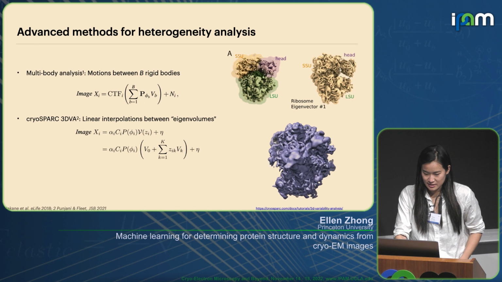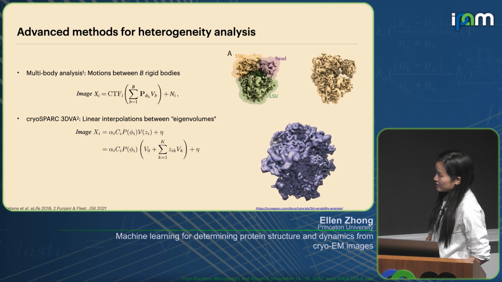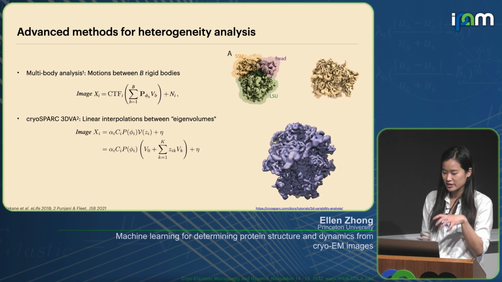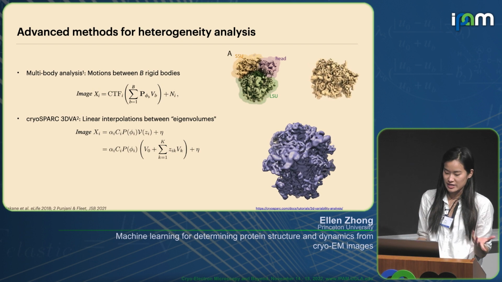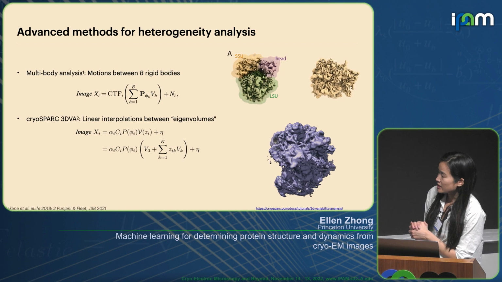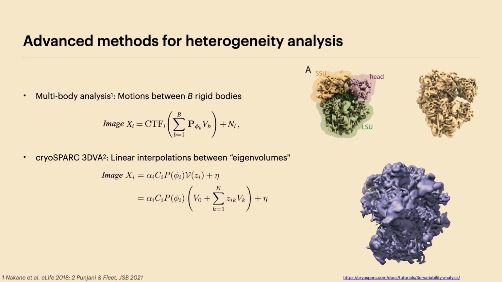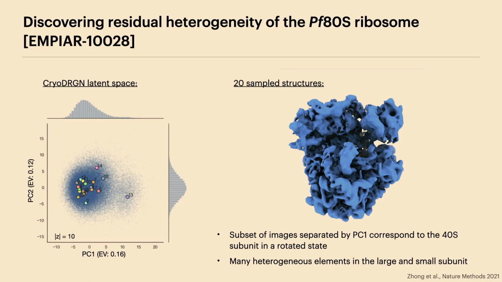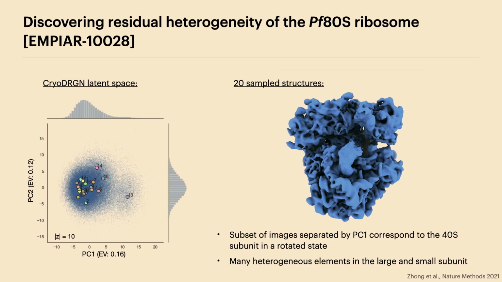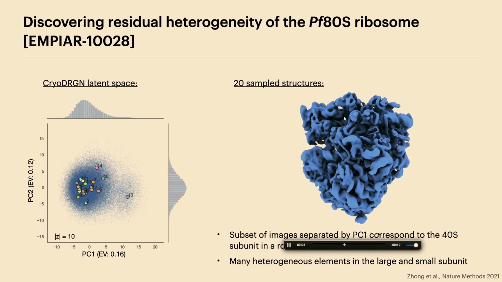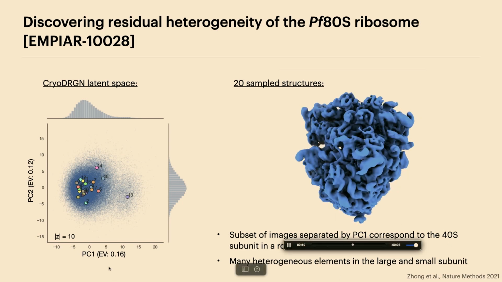We picked this data set since it's also been analyzed with other techniques, so multi-body analysis, which models heterogeneity in terms of rigid bodies. CryoSPARC 3D VA fits a linear subspace model, and in these methods you can see that there's motion of the small subunit of this ribosome, and there's rotating motion. And so this is what we get with CryoDragon. I'm showing 20 sampled structures here on the right, from these different 20 points in the latent space shown here on the left.